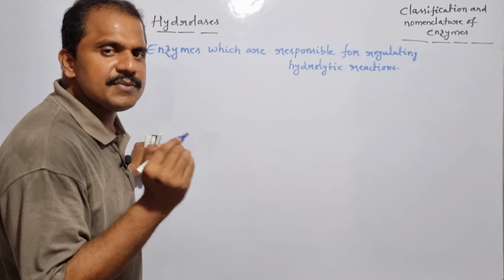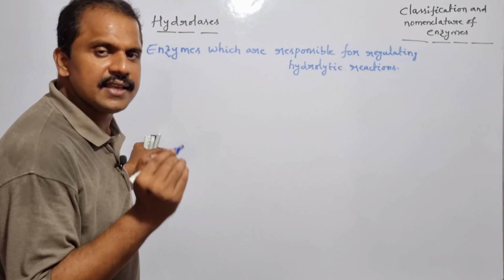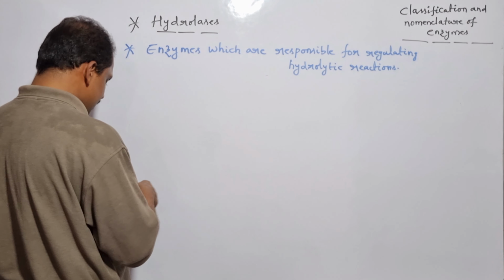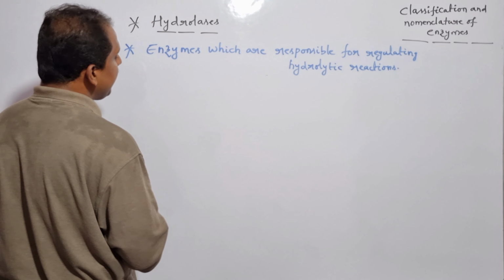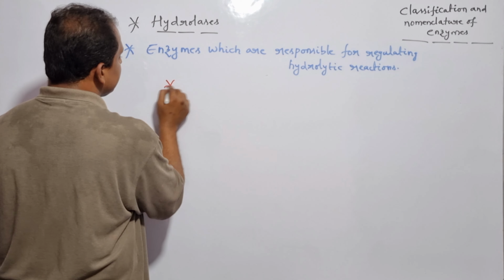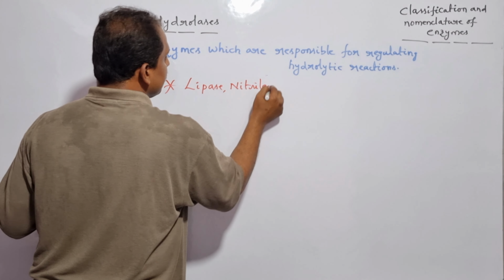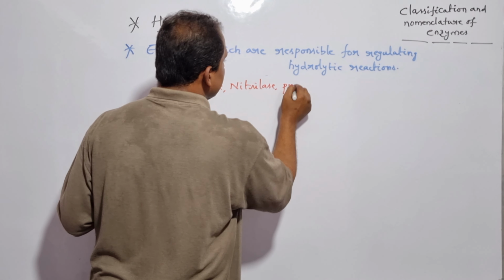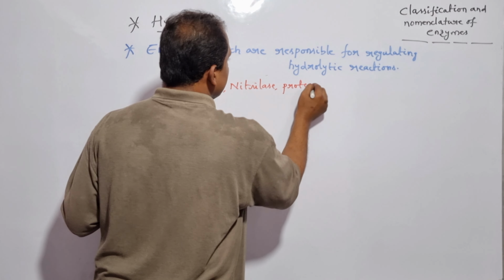The various enzymes which come under the class hydrolase include lipase. Is it clear? Lipase, protease, nitrilase and peptidase. Lipase, nitrilase, protease, peptidase and even the urease.